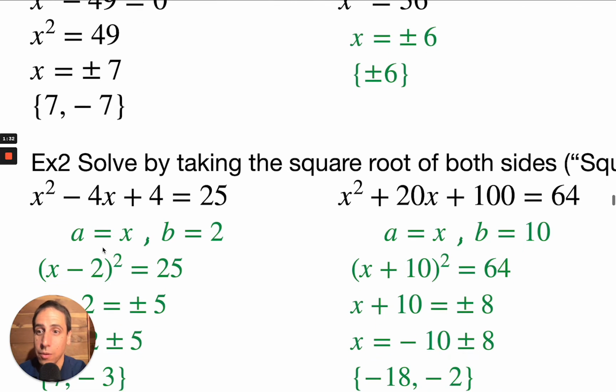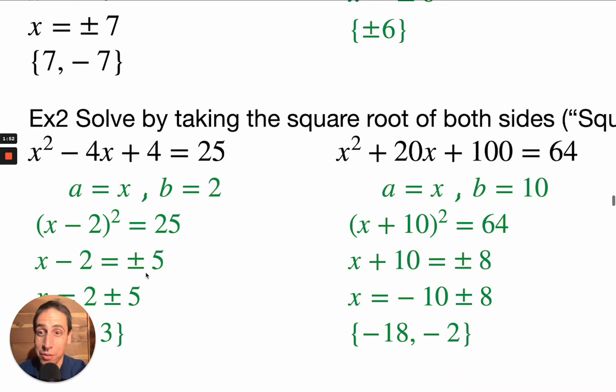Yay! So we get x minus 2 squared, going from this equation to this equation. We're using that formula that we talked about, making sure that we choose a to equal x and b to equal 2. So this is a minus b, or x minus 2 squared is equal to 25. And now we can take the square root of both sides because they're both perfect squares. Yay! We get x minus 2 is equal to plus or minus 5.